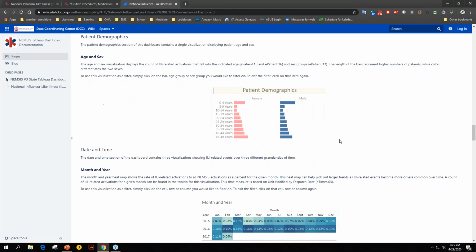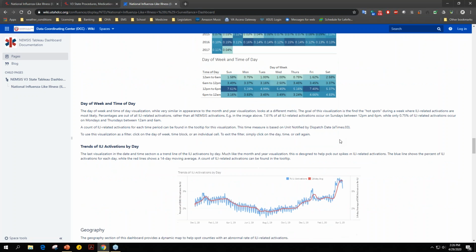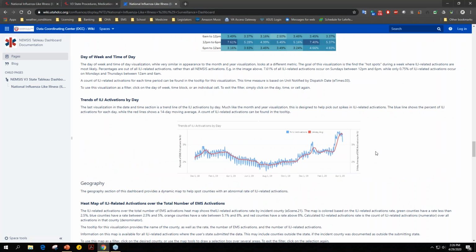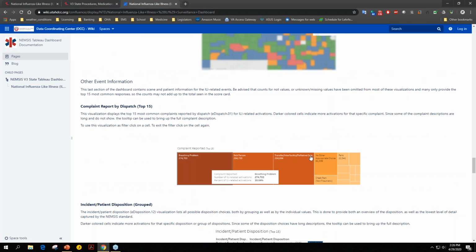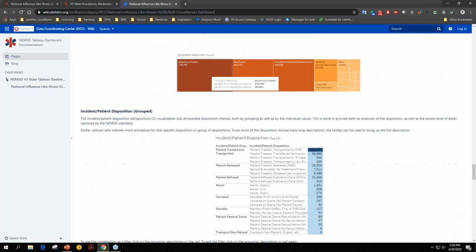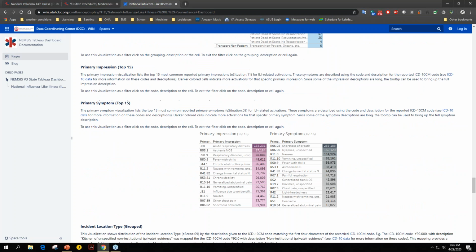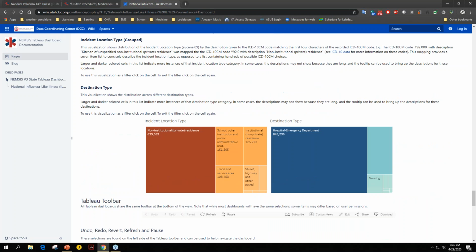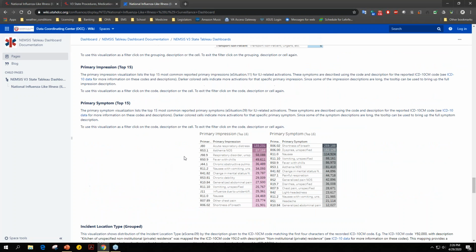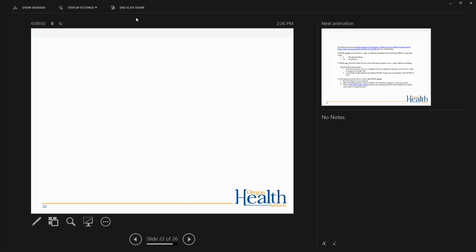This is just a brief explanation of what we went over, the elements included in the ILI dashboard: age and sex, month and year, time of day of activations, and then you saw the heat maps, complaints by dispatch and disposition, primary impression, symptoms, and location and destination type. Let me share with you, so that's the ILI dashboard, and that's how we look at the data.